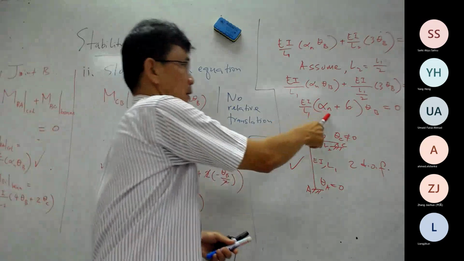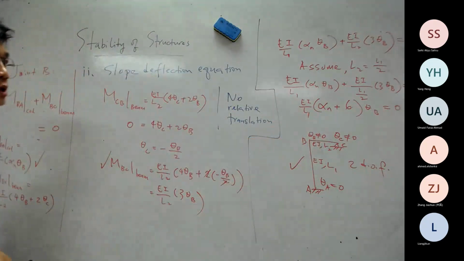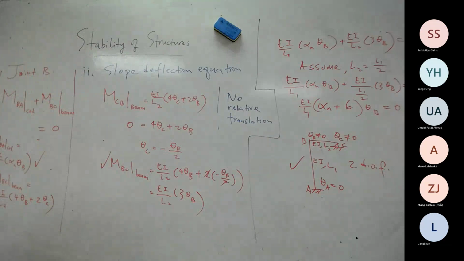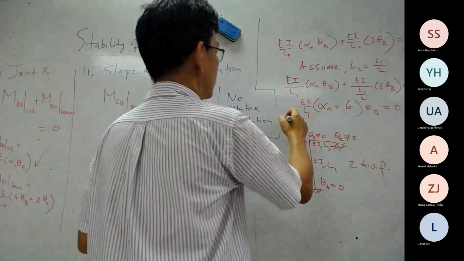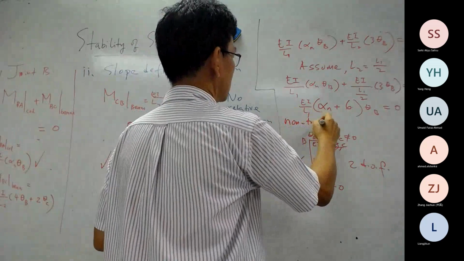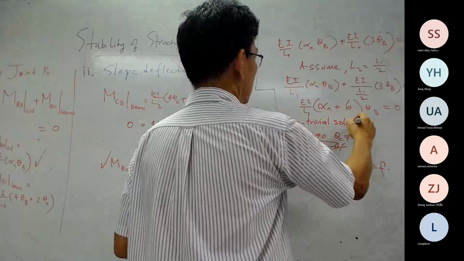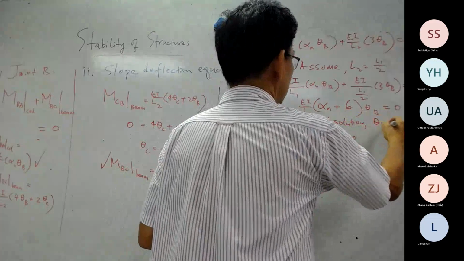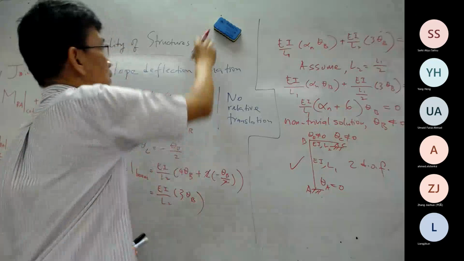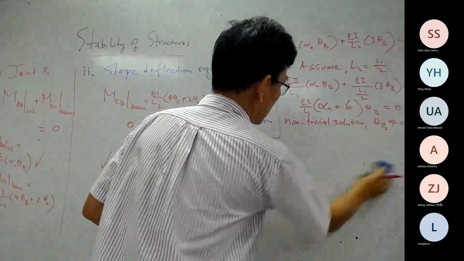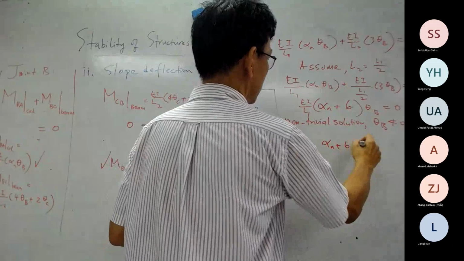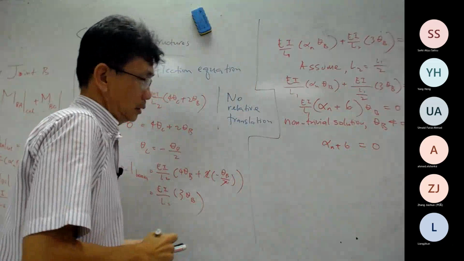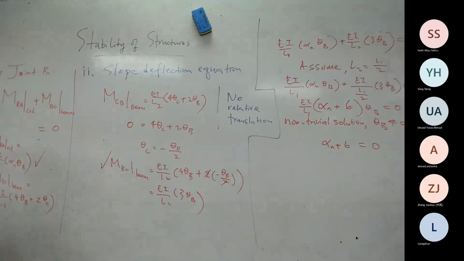So when you come to here, the next thing is to know what is the equation that you want to solve. The equation that you want to solve is the one that gives you non-trivial solutions, which is to get theta B not 0. To get theta B not 0, your alpha n plus 6 must be 0. Okay. So this is the equation that needs to be solved.